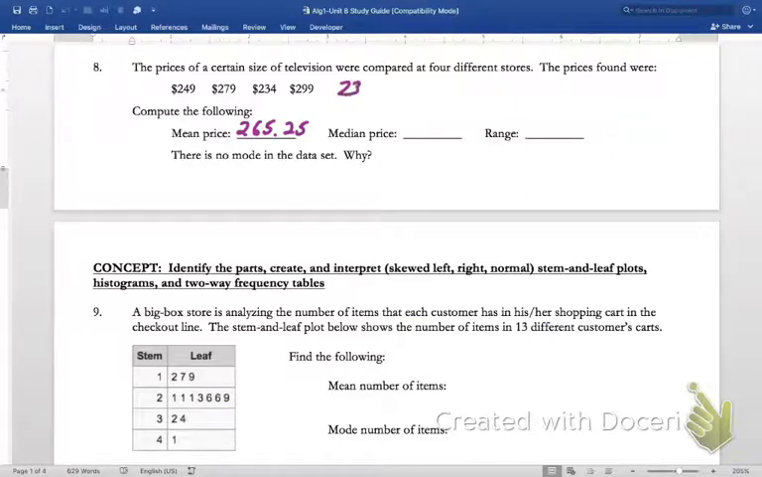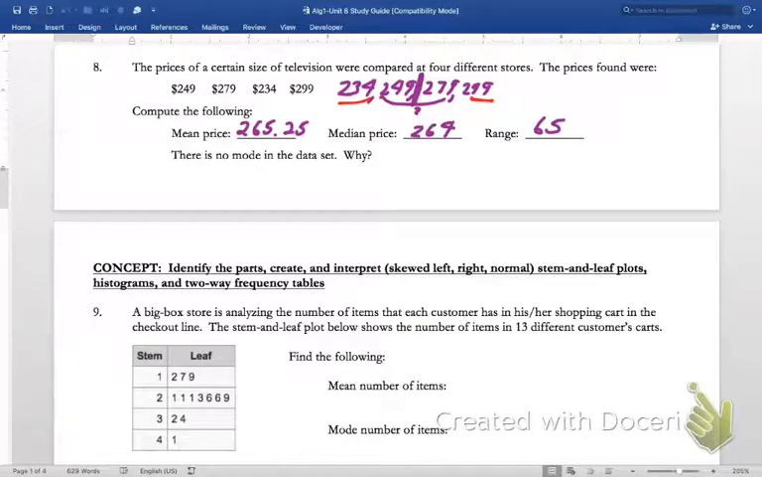And to find the median, I'm going to have to put the numbers in order first. So 234, 249, 279, 299. So the median is going to fall in between 249 and 279. So I'll add those two numbers together, divide them by 2. And the median is 264. Now the range in prices is the difference between the high, $299, and the low of $234. So that's $65.